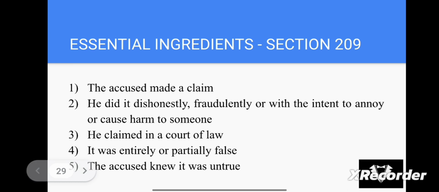The essential ingredients of Section 209 are: the accused made a claim, he did it dishonestly or fraudulently or with the intent to annoy or cause harm to someone. He claimed in a court of law something entirely or partially false. The accused knew it was untrue.